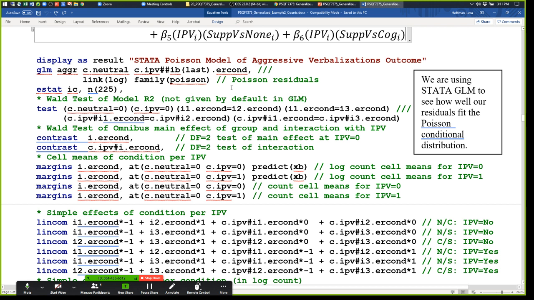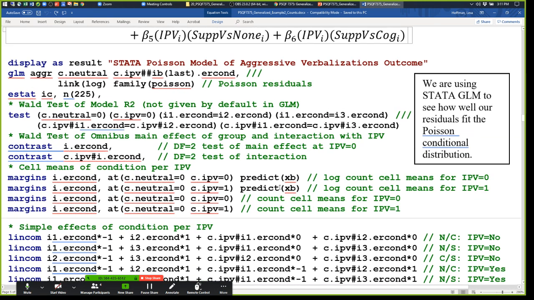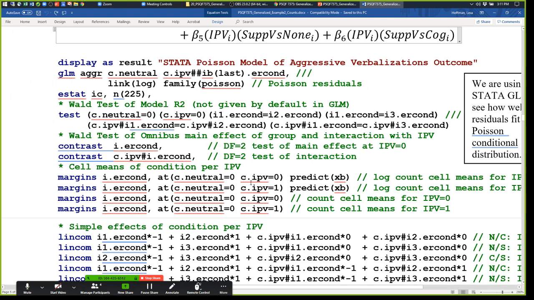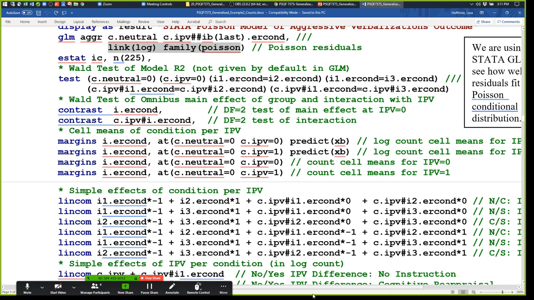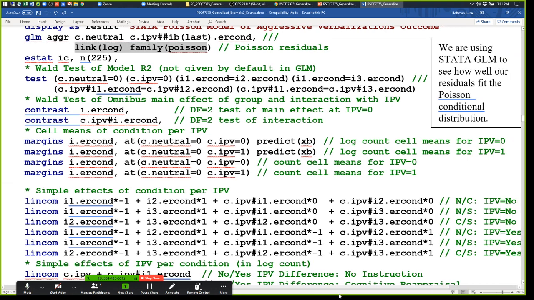Let's play Where's Waldo and find the differences in the code. What did I fix in Stata first to make this a generalized linear model with a log link and a Poisson distribution? There it is. That's it. There's only one other thing that you have to watch for. Margins.